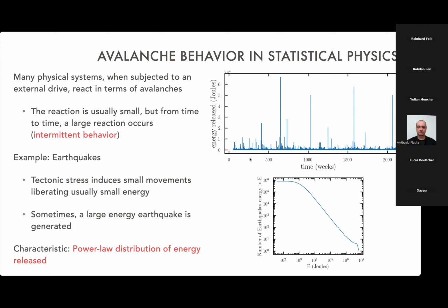So the main characteristic of this avalanche behavior in earthquakes, and also in many other systems in statistical physics, is that the distribution of the energy liberated by these avalanches follows a power law. Okay. Can we observe this sort of avalanches in animal behavior? Yes, and these have a particular name in the context of biology: they are called behavioral cascades.